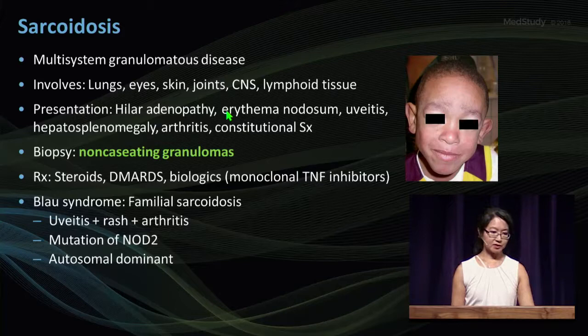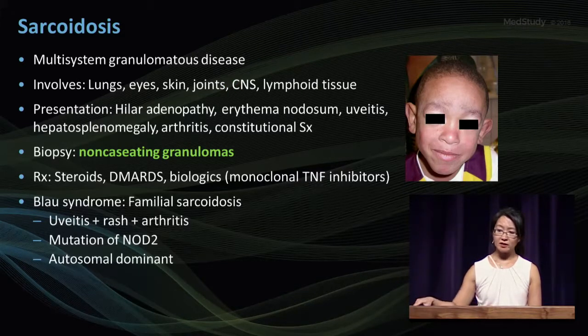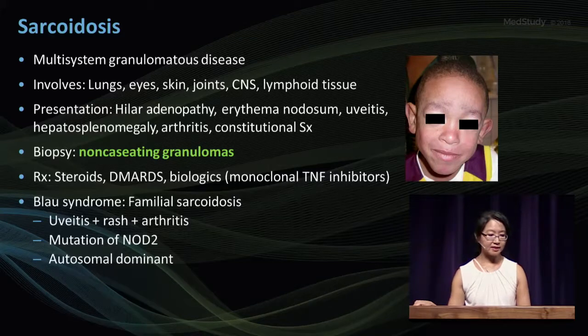All right, next question, sarcoidosis. Sarcoidosis is a multi-system granulomatous disease. It can affect any organ ranging from the lungs, the eyes, the skin, CNS, and also lymphoid tissue. Patients can present with hilar adenopathy, erythema nodosum, uveitis, hepatosplenomegaly, arthritis, or just plain old fever.